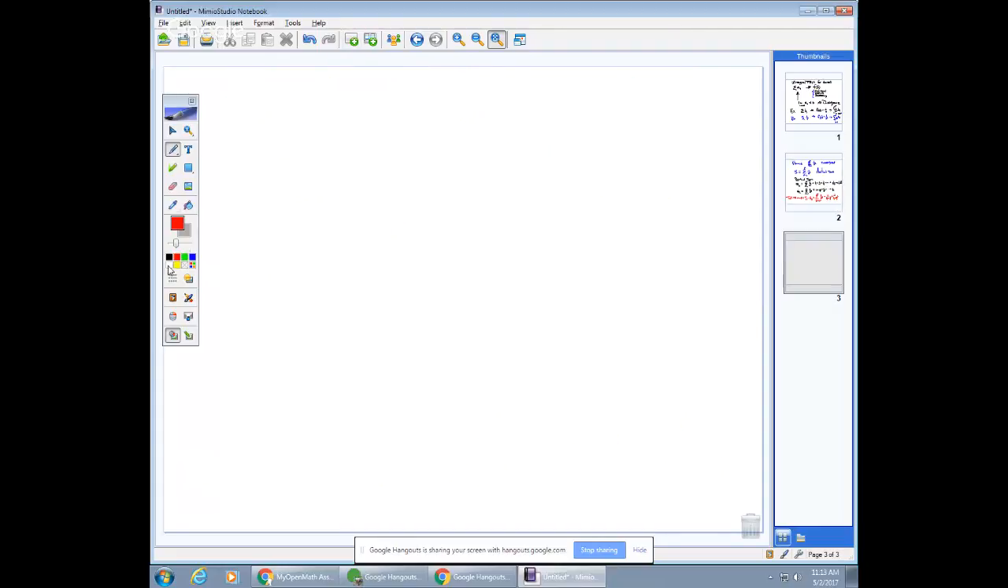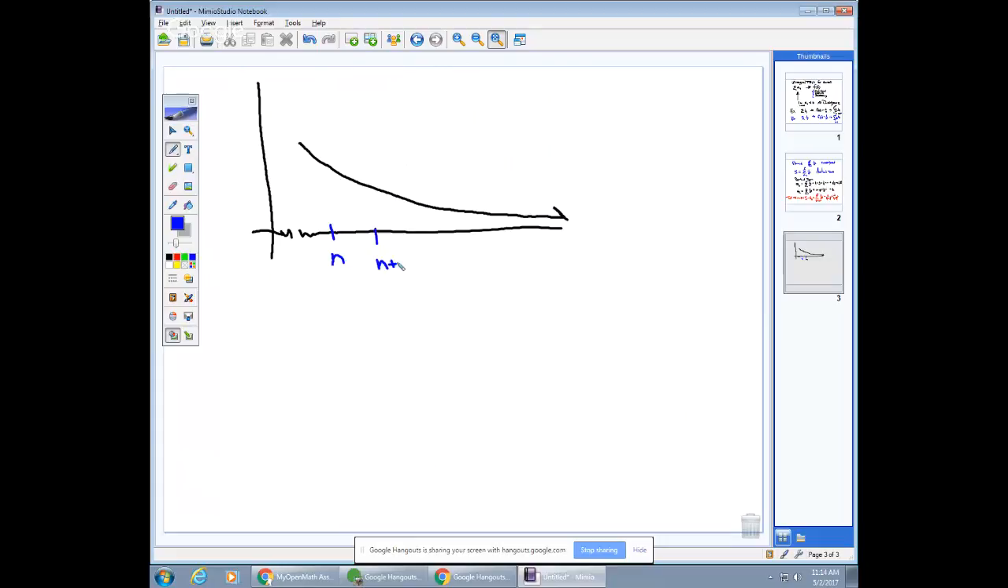All right, so we've got some function. I'm going to break the axis so we can look out at the tail. The function has to be decreasing, has to be positive, otherwise we can't apply an integral test to it. And so let's say the function is dropping down, kind of like that one right there. And then out here somewhere I have n. After n is n plus 1. After n plus 1 is n plus 2, and so on down the line.